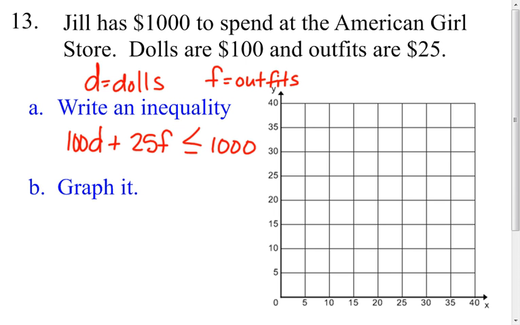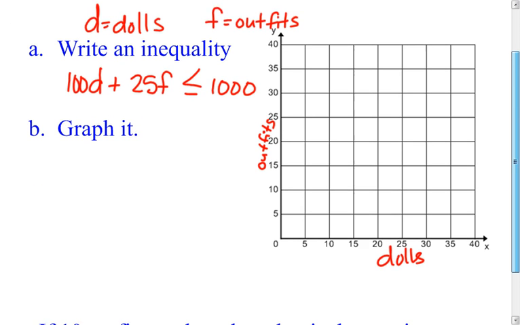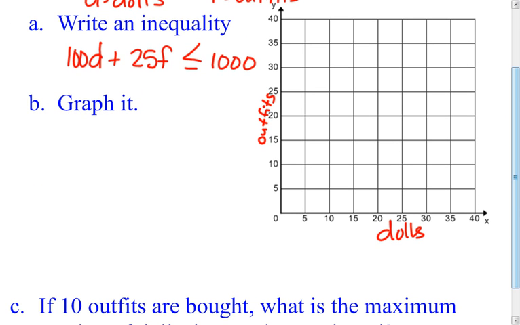All right, now we need to determine which axis is which, and it really does not matter. But I am going to put the dolls down here on my x-axis, and I am going to put the outfits up here on my y-axis. So, because this is my y-axis, I really need this to be in y equals mx plus b form, which in this case means I need it solved for f.